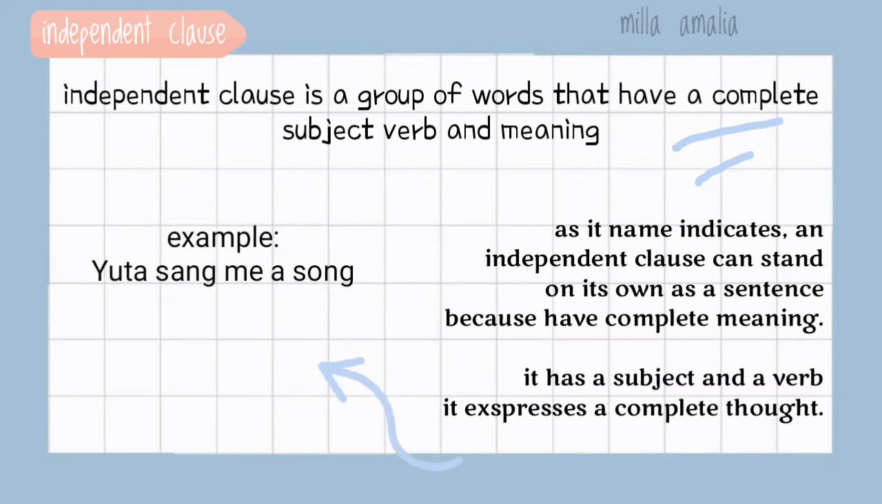Let's look at an example of an independent clause. Yuta sang me a song. This is an independent clause because the sentence has a complete meaning, subject, and verb. Yuta is the subject and sang is the verb.